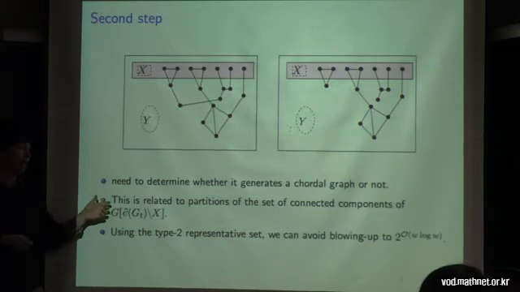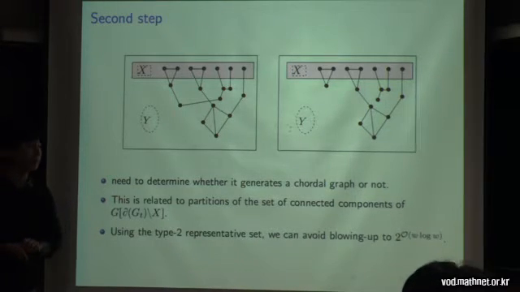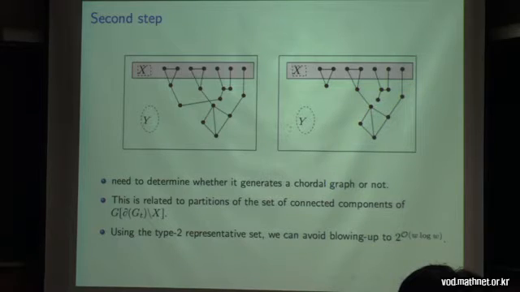And this is related to the partitions of the set of connected components on the boundary. So they are connected via inside or not. And then using the representative set, you can avoid blowing this up to the 2 to the double exponential. So this is the algorithm.